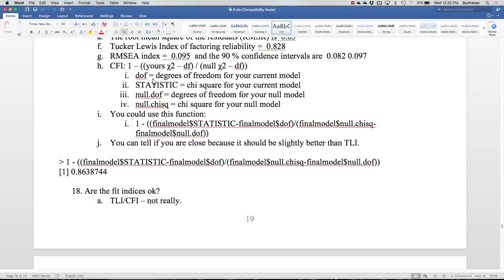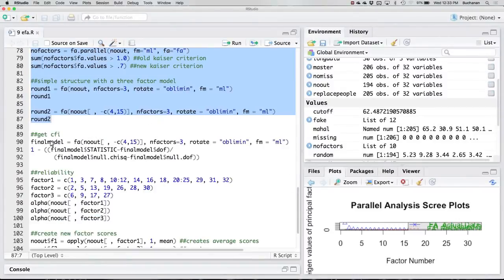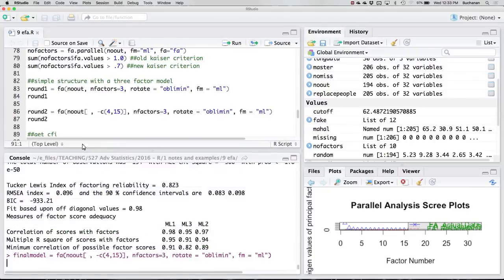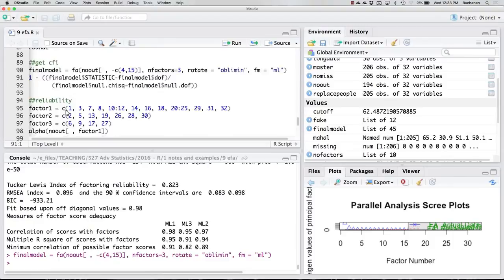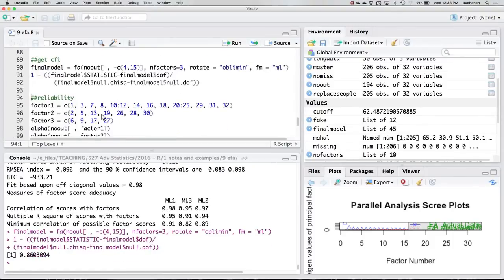So DOF is degrees of freedom, statistic is chi-square for your model, so I just called it final model. Statistic minus degrees of freedom, null chi-square minus null degrees of freedom. I don't know why they're not named like your chi-square and your degrees of freedom, but this code should run, as long as you save the last one as final model. So what I did was I took round 2 here and just copied it next to final model. So I could run these 2 lines to get CFI. So it's 0.86.